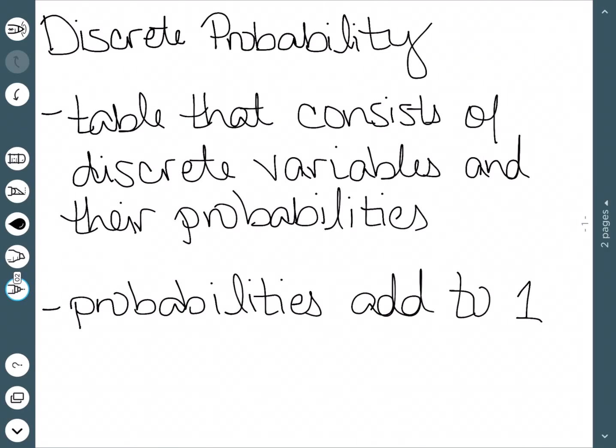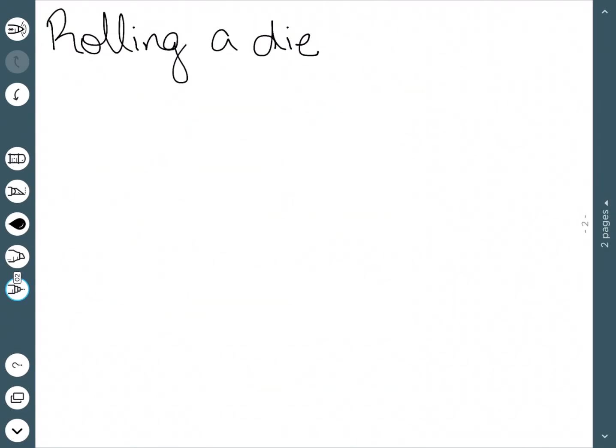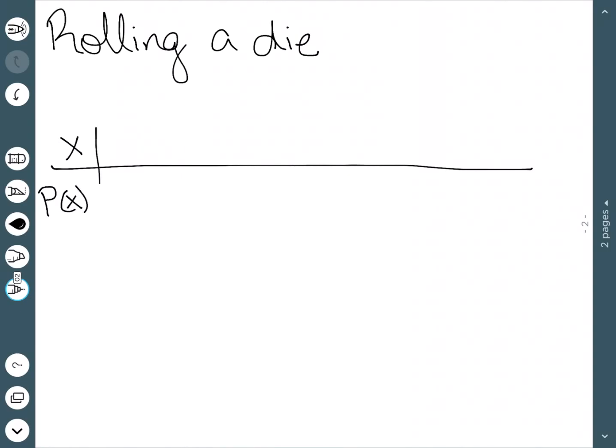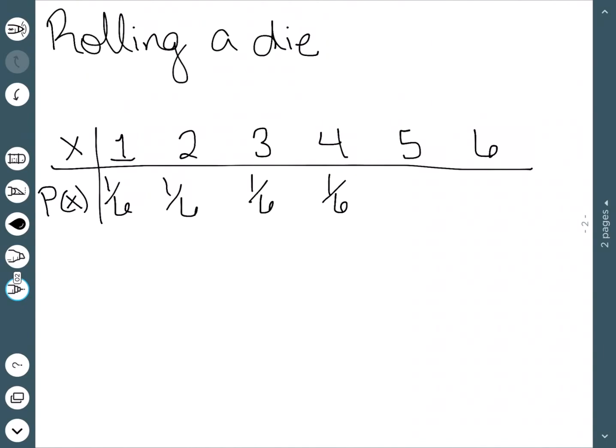So let's look at a couple of examples. Let's consider rolling a die. Probability distributions have 2 rows or columns, depending if you do horizontal or vertical. One that's called X and the other is P of X. X is your possible outcomes. Well, we could roll a 1, 2, 3, 4, 5, or a 6. And then P of X is the probabilities. If we roll a fair die, each one of these has the same chance of occurring. So 1/6 all the way through. So this is our probability distribution for rolling a single die.